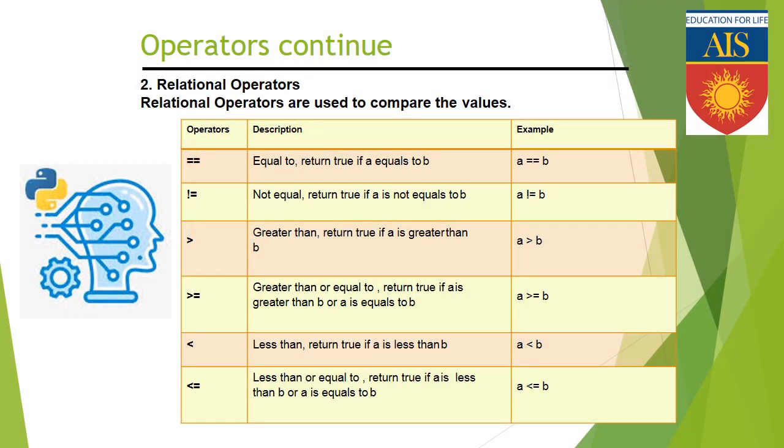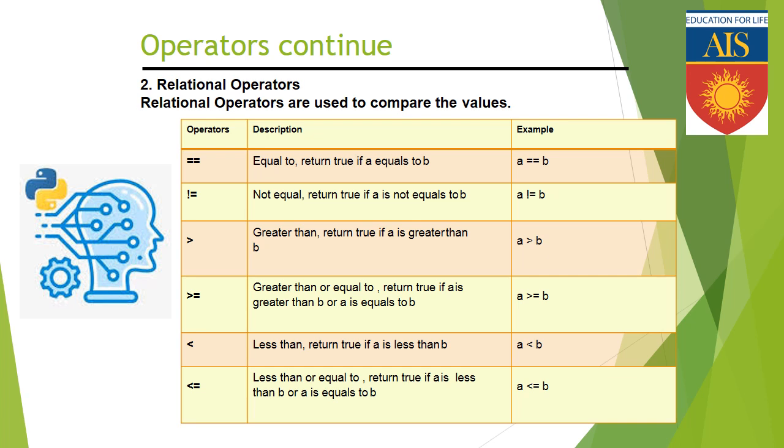Relational operator. Relational operators are used to compare values. Now some examples of relational operator. Number one, double equal. That double equal option helps to compare left hand side with the right hand side, and it returns the value true if A equals B, otherwise false if it does not. Next one is not equal. It returns true if A is not equal to B. Next is greater than, returns true if A is greater than B or the left hand side is greater than right hand side.